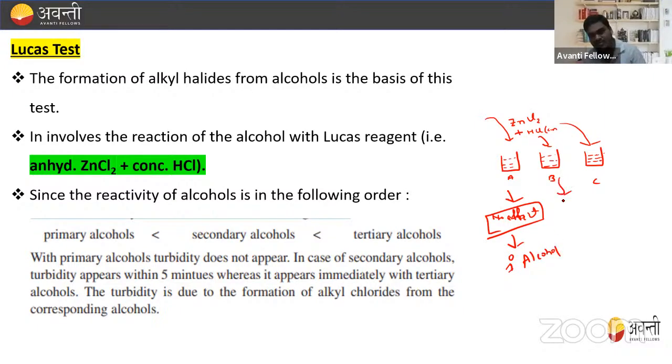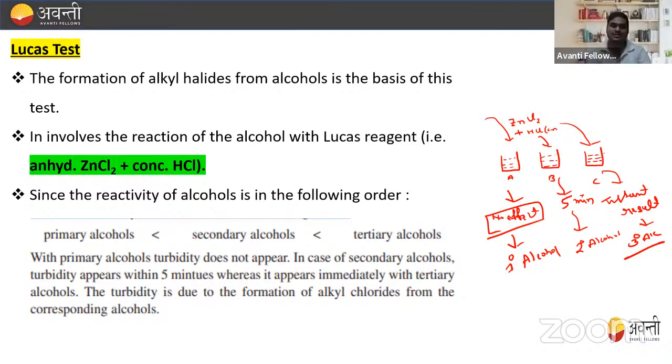If turbidity is produced after 5 minutes, then it is definitely a secondary alcohol. And the beaker which gives an instant result is definitely a tertiary alcohol. So this is how we can identify primary, secondary, and tertiary alcohols using the Lucas test. And if someone asks why turbidity is formed, you can say it is due to the formation of alkyl halide from the alcohol.